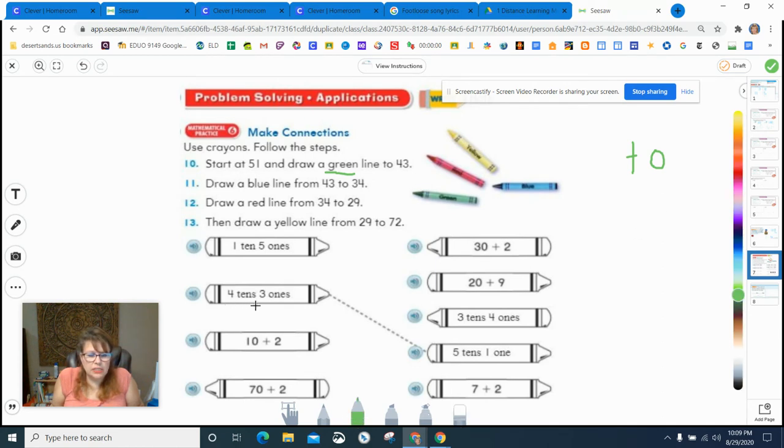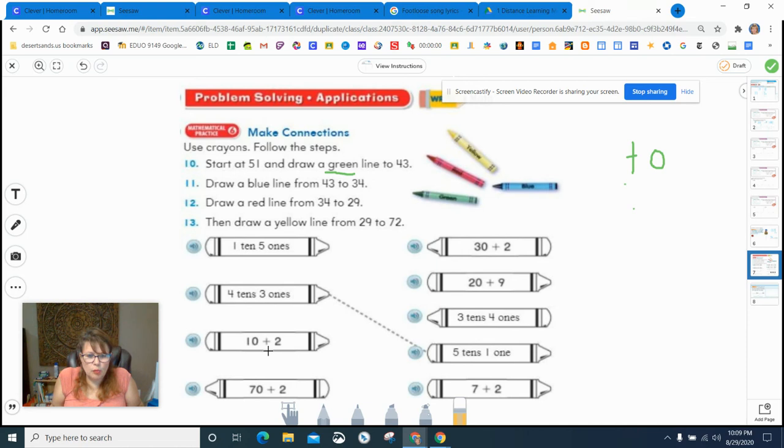So this one is 4 tens and 3 ones. So I'm going to put 4 tens and 3 ones. Is that 51? Nope, again, it's not 51. So I'm going to erase. That's not 51. They say to start at 51.